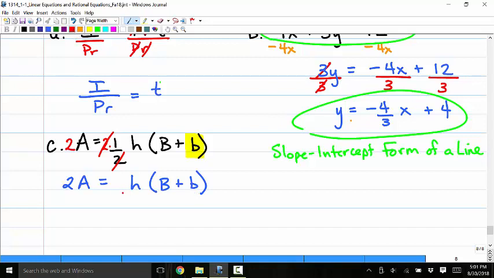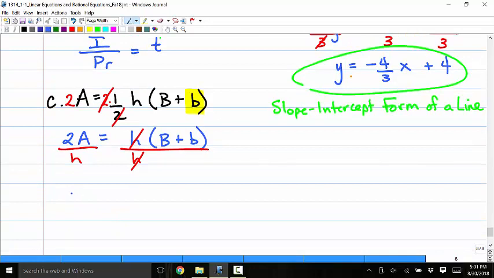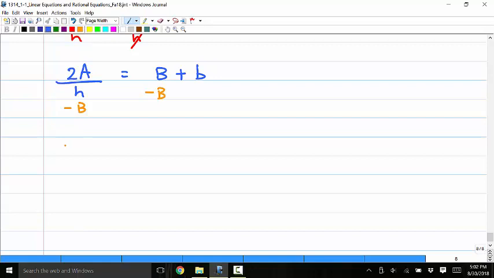The next step, I want to divide both sides by h. The factor of h on the top and on the bottom cancel on the right hand side. I'm left with 2a over h is equal to big B plus little b. Now I want to get little b by itself, so I need to subtract big B from both sides. My answer will be 2a over h minus big B is equal to little b.